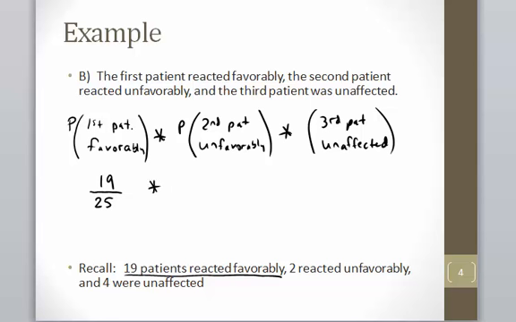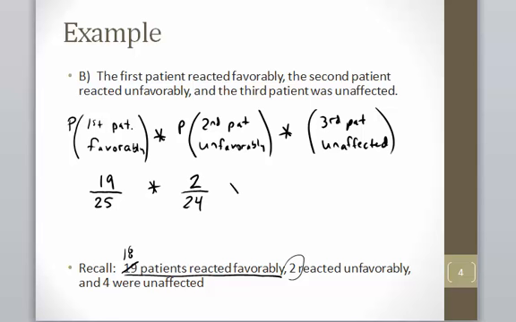Now remember that that patient that reacts favorably has now been pulled out of the group. And so the total is now down to 24. And how many of those 24 react unfavorably? We know that the patient that was pulled out was a favorable patient. So this number is down to 18, but this number is staying at 2. And so we have 2 patients that reacted unfavorably out of 24.